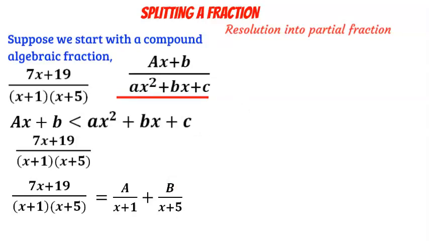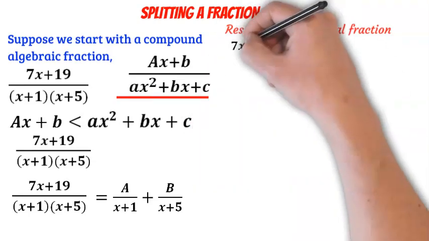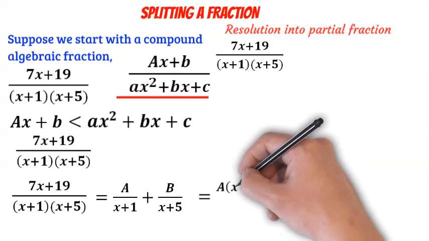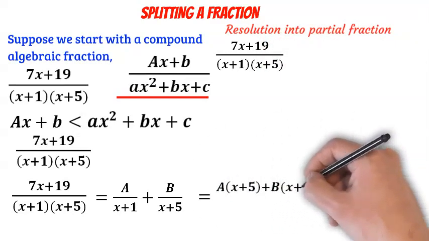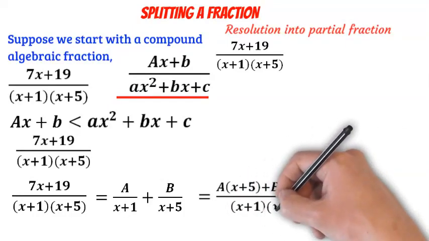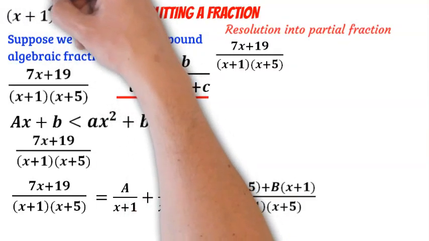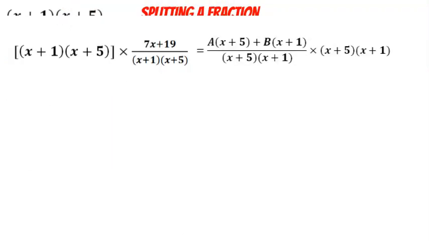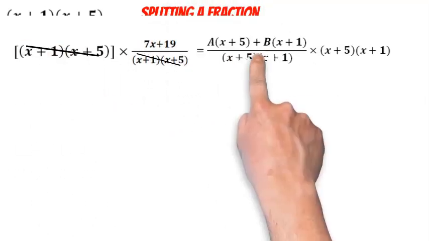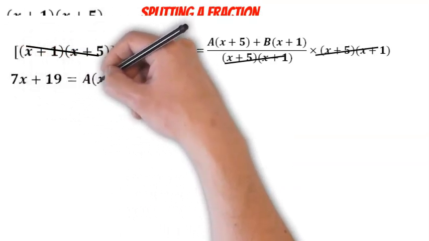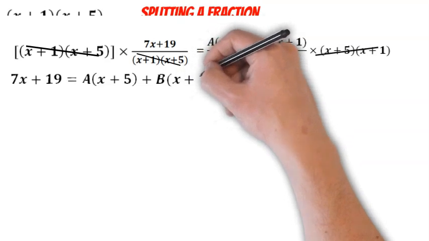So combining the fractions at the right hand side, we have (7x + 19) over (x + 1)(x + 5) equals [A(x + 5) + B(x + 1)] over (x + 1)(x + 5), that is if you cross multiply. Now multiplying both sides by the common denominator, (x + 1)(x + 5), this cancels this and this cancels this. Hence, 7x + 19 equals A(x + 5) + B(x + 1).